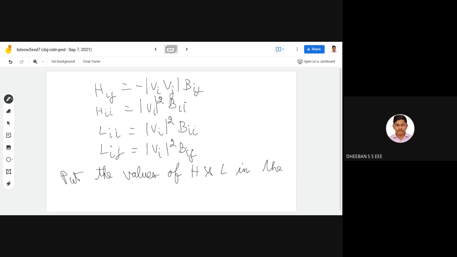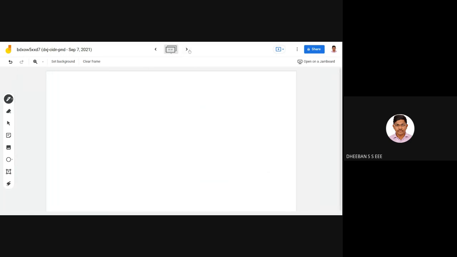in the power residue equation. So what you will be getting is the final equation: del P by magnitude of V, which is equal to B dash into del theta, and your reactive power del Q by V, which is equal to B double dash.